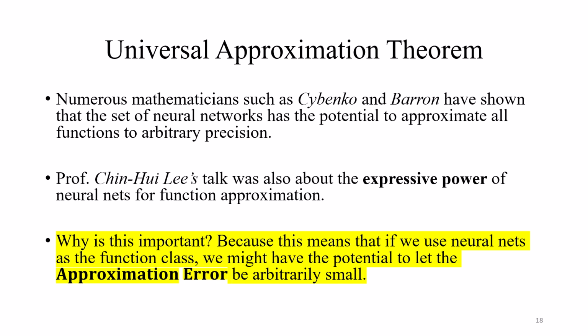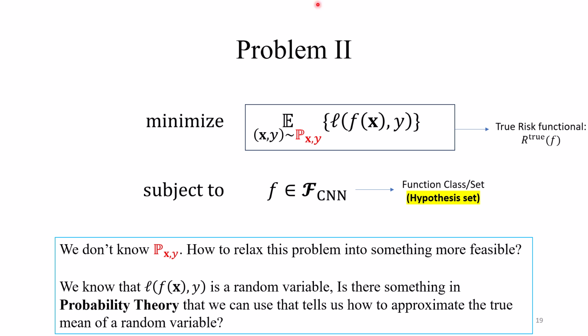This brings us to the idea of the universal approximation theorems. Many researchers, such as Cybenko and Barron, have made the argument that neural networks are universal approximators, which implies that they can potentially approximate any function to arbitrary precision, at least in theory. So this is usually the point that these papers are trying to make. Now back to problem 2.